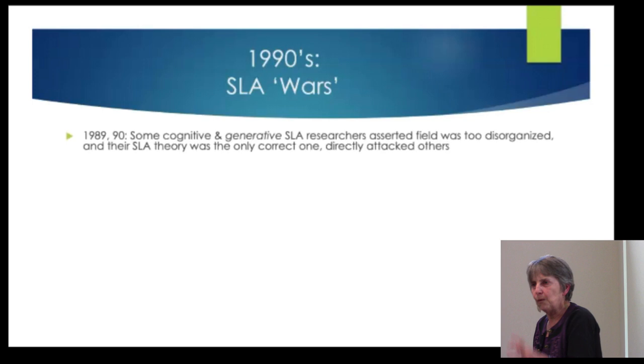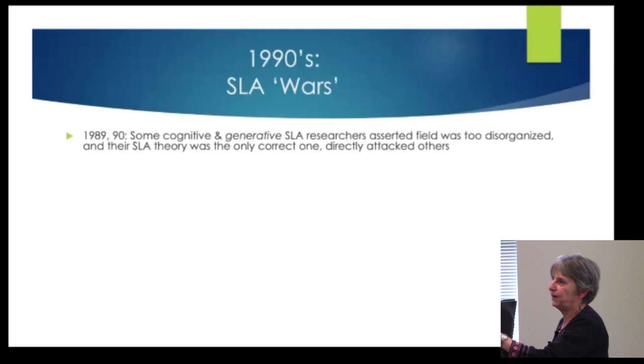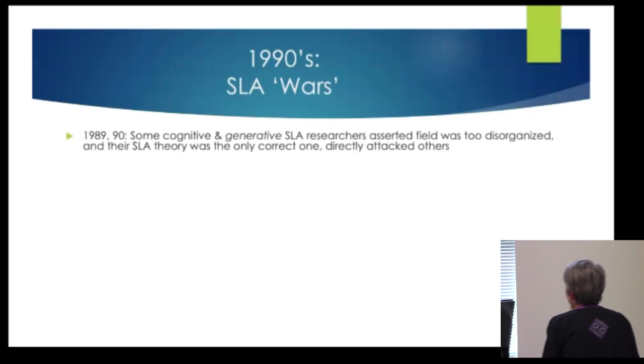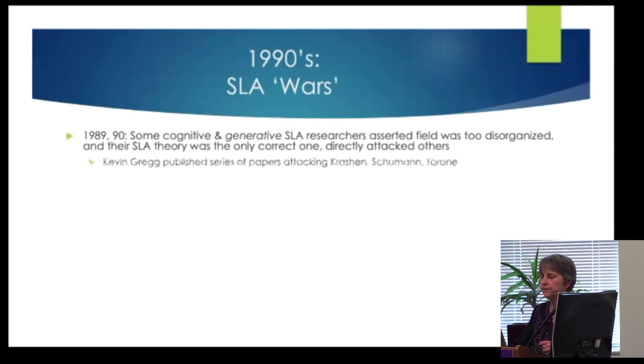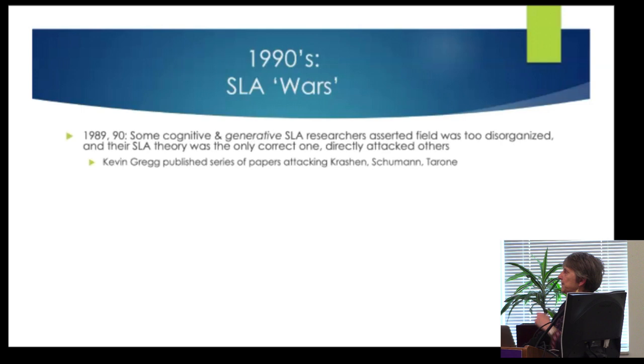We need only one theory, right? Let 1,000 flowers bloom? No. Only one flower is going to bloom in our field, and it's going to be ours, right? Our theory is the correct one, and they started directly attacking others. So Kevin Gregg famously published a whole series of papers about this time.